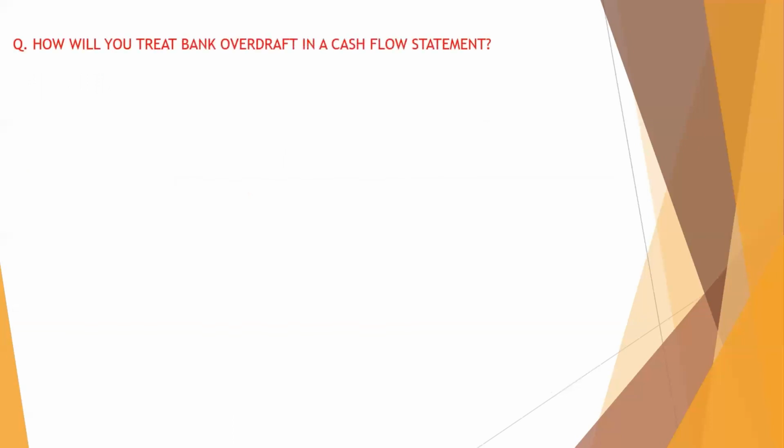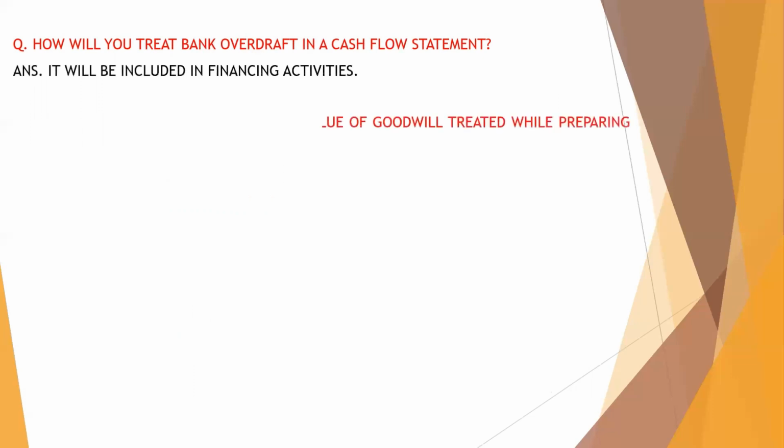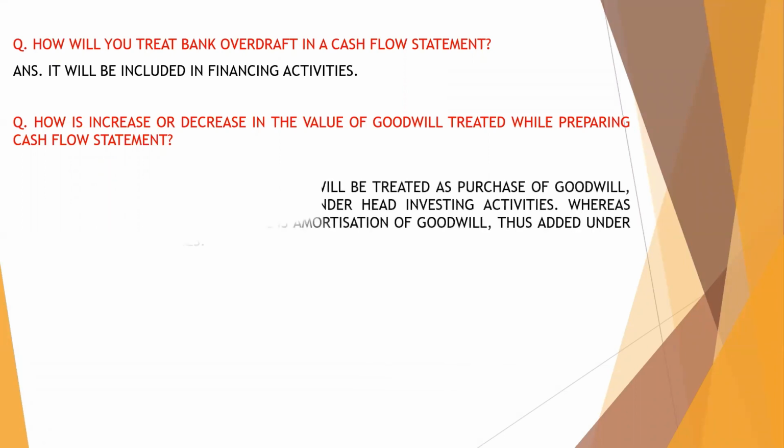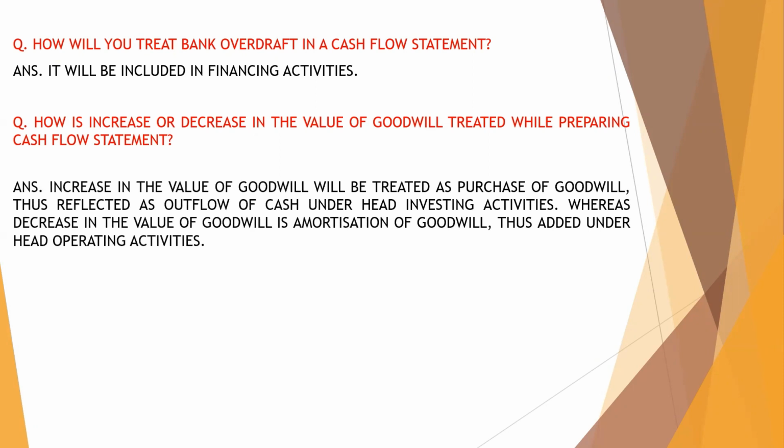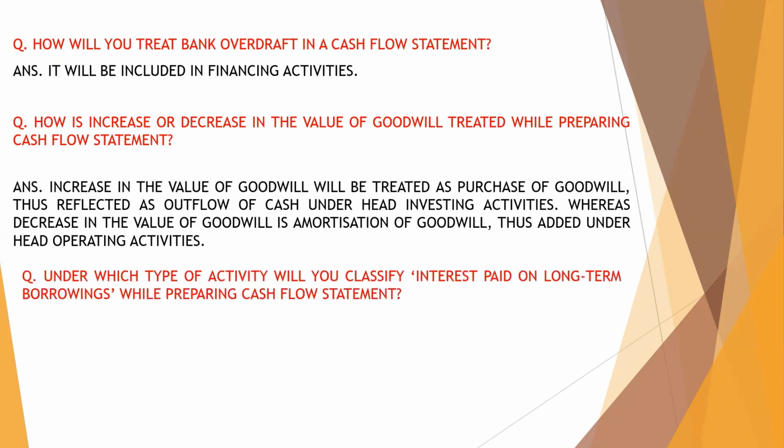Now, how will you treat bank overdraft in cash flow statement? It will be treated as a financing activity. Yes, if we talk about increase in the value of goodwill, it will be treated as purchase of goodwill. Thus, it will be reflected as outflow of cash under head investing activities, whereas decrease in the value of goodwill is amortization of goodwill. That means goodwill written off, thus added under head operating activities.